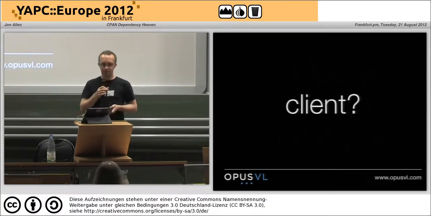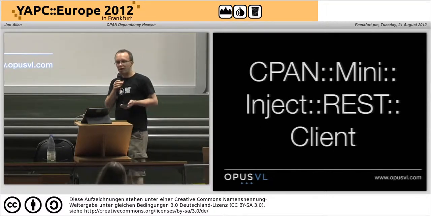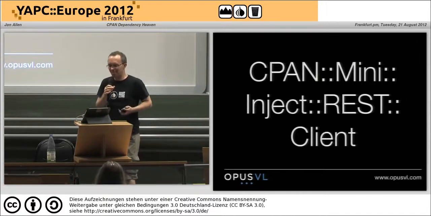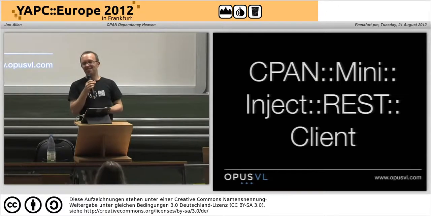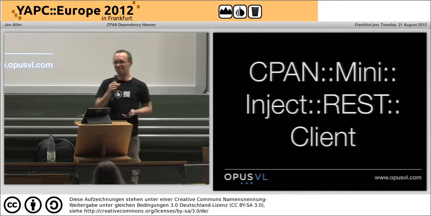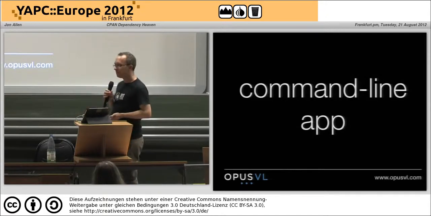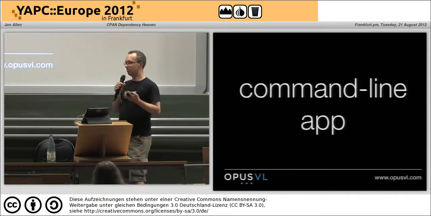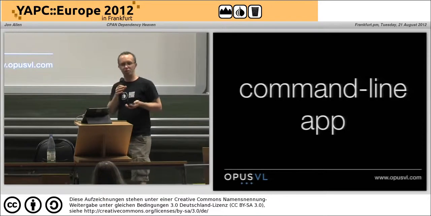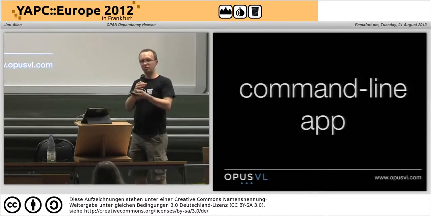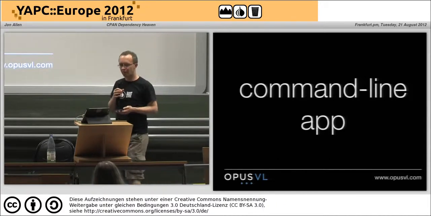Now we come to a client. I know I'm getting very imaginative in naming modules. I should really think of something a bit better. CPAN MiniInject REST client is a client for CPAN MiniInject. It's a command line app, so it gives you various options to query the mirror, to upload modules, to download modules, to see what you've got, and so on.